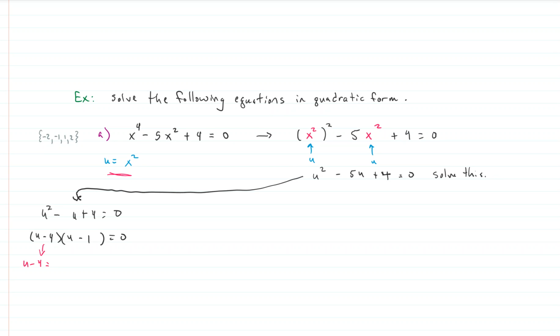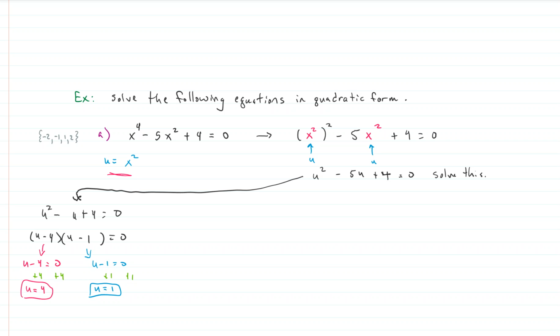u minus 4 equals 0. We can add 4 to both sides, and we get u equals 4 as our first equation. Our second equation, u minus 1 equals 0. We add 1 to both sides, and we get u equals 1. There we have our two answers.